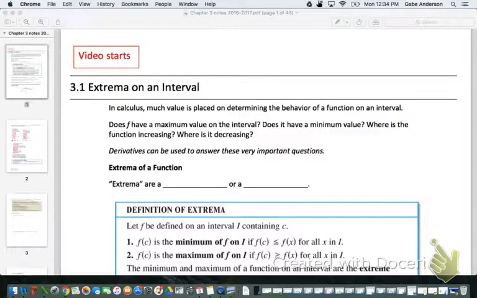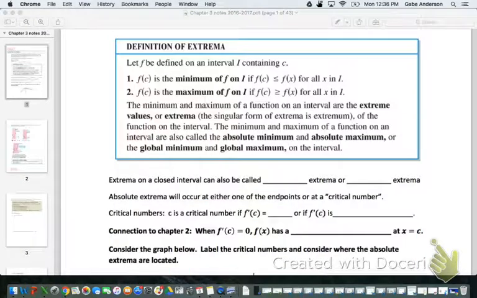Finding minimums and maximums, finding where something is increasing or decreasing. These are all key concepts to help us find maxes and minimums. So a couple of blanks to fill in here. Extrema would be another way of saying a maximum or a minimum. So if you're asked to find extrema, that's just another way of saying find a maximum or a minimum value of a particular function.